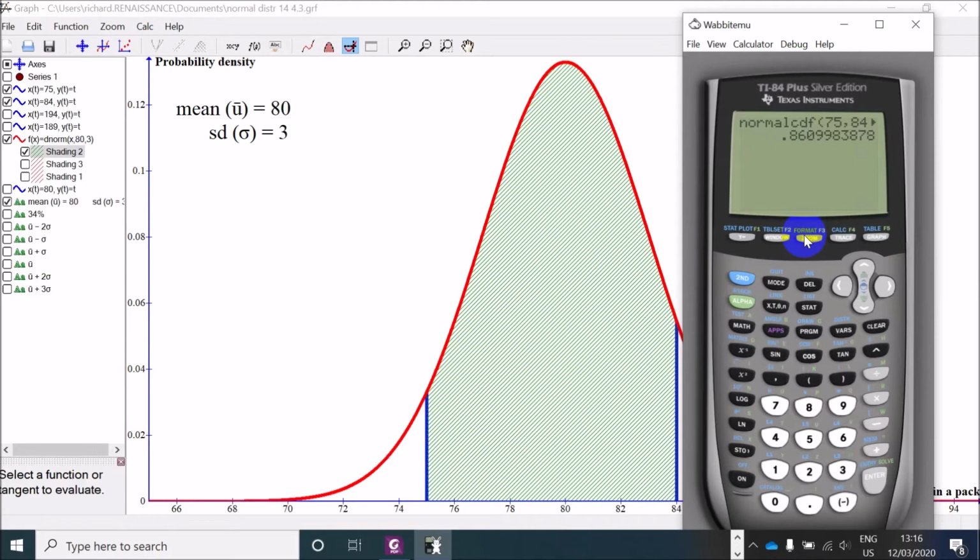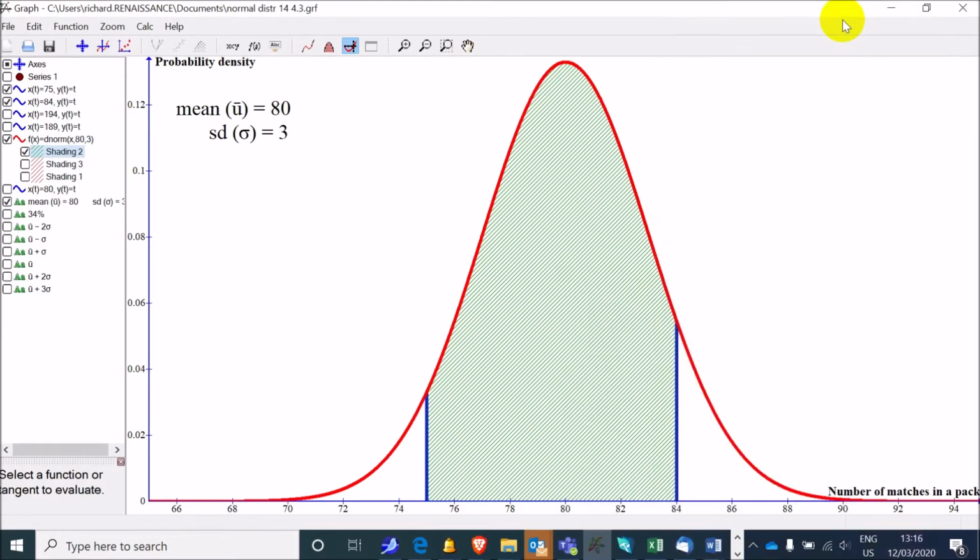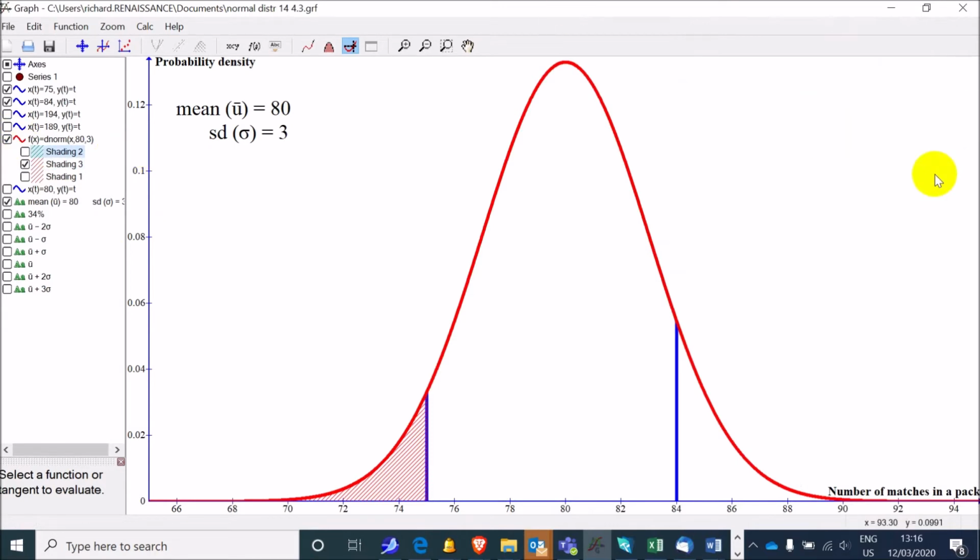Now, of course, you can take any boundary with any of the numbers, but let's look at a few more. Let me take away again the calculator. Let's look at what about the probability that the matchbox has less than 75 matches. You will be unhappy because you expect 80, but there are only less than 75.